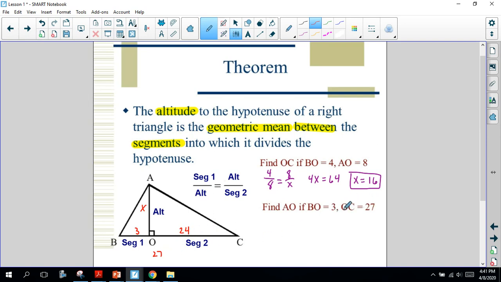So don't mistakenly use that 27 in your proportion, because as I said earlier, the altitude, which in this case is x, is the geometric mean between the two segments. The two segments of the hypotenuse in this case are 3 and 24. So as we solve this proportion, the product of the means, x squared, is equal to the product of the extremes, which is 72. As I take my square root here to solve, x ends up equaling, the largest perfect square in 72 is going to be 36, so we're going to get 6 radical 2.